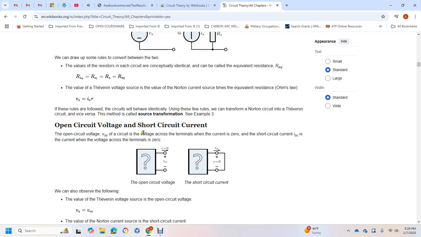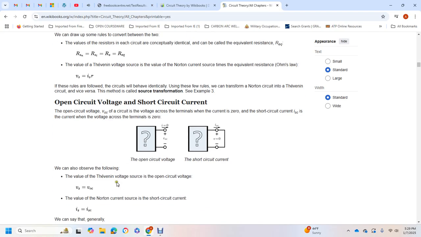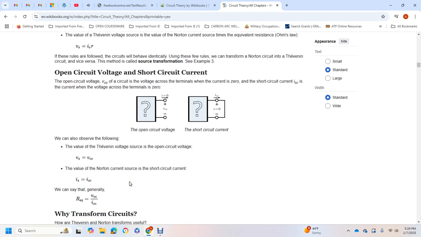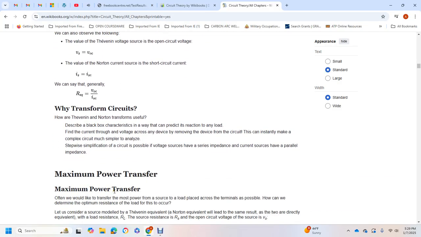For the open circuit voltage, the current through the terminal is 0. For the short circuit current, I short circuit, the voltage across the terminal is 0. The open circuit voltage source equals the open circuit voltage, and the value of Norton's current source equals the short circuit current. We can say generally that the resistance equals the open circuit voltage over the short circuit current for these circuits.